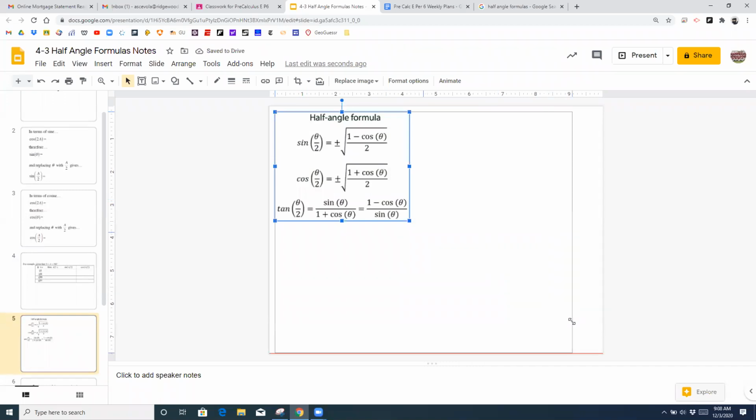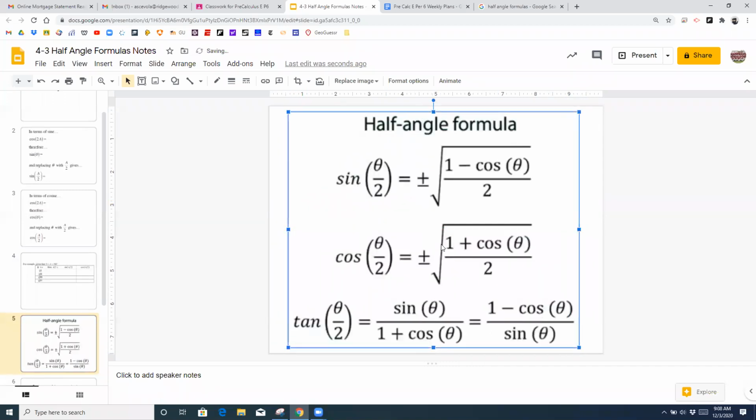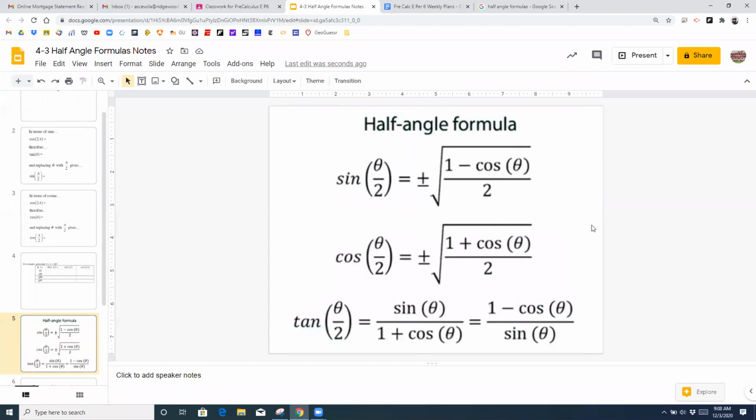Now we didn't see how tangent was derived, but if we just divided the sine of A over 2 over the cosine of A over 2 and then simplified, then we would get these half angle formulas for tangent. So you can either do sine and cosine and divide them yourself, or you can just use this formula. So you can write that down. All right, so I'm just gonna give everyone 30 seconds to write that down.